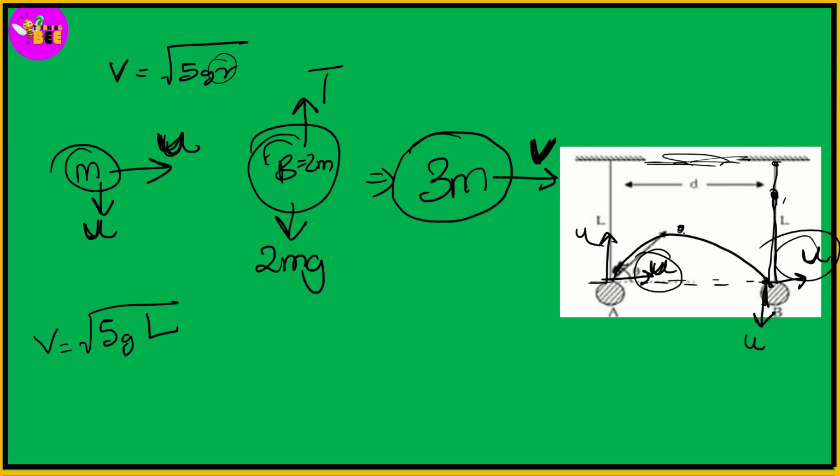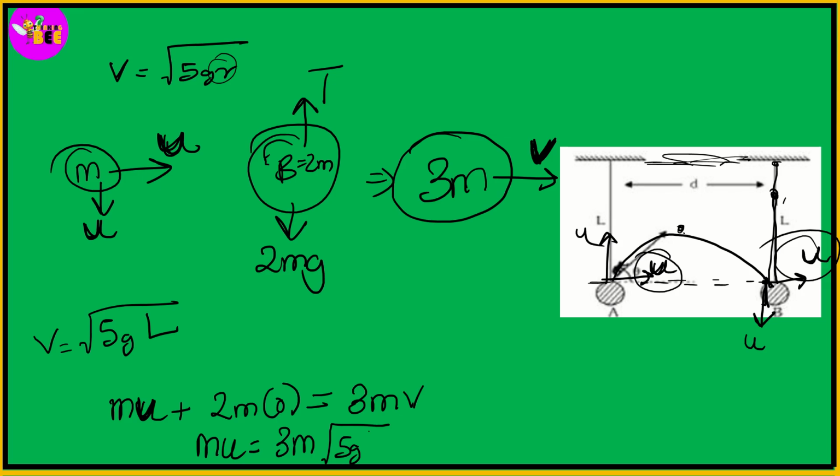Now, using the law of conservation of linear momentum, along the x axis, m into u, that is the monkey's, plus 2m into 0, because the ball B was initially at rest, would be equal to 3m into v, which gives mu equal to 3m into root 5 gL. That is, u will be 3 root 5 gL.